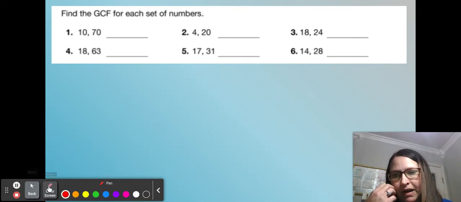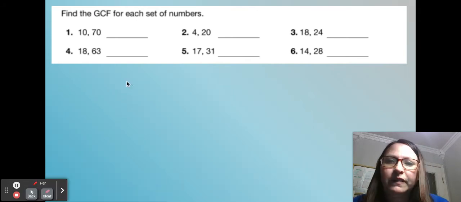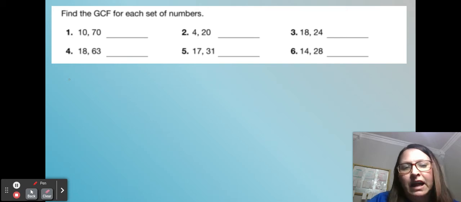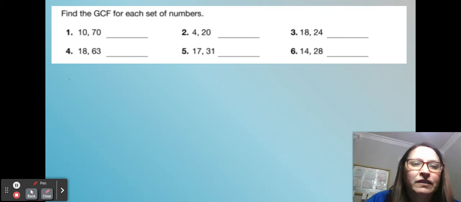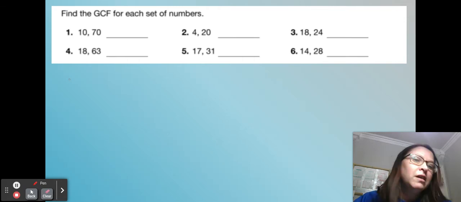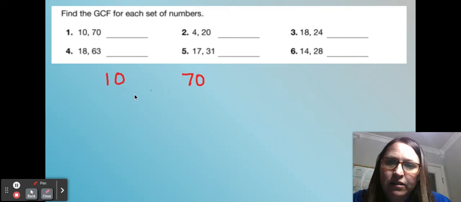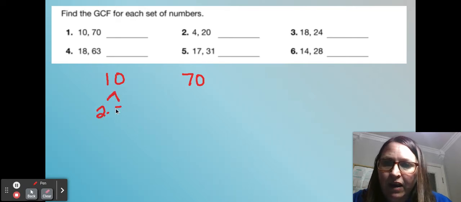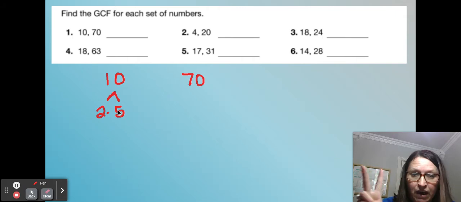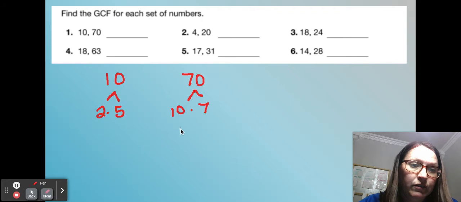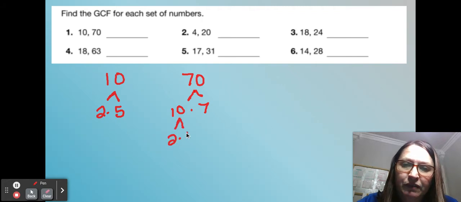So let's come back to our lesson right here. We're going to find some greatest common factors. So we're going to start with 10 and 70. In the lesson, I'm going to be using the prime factorization method. I feel like that is a very accurate way to get it. And as I said, as we're doing secondary math, I want you to do it in the secondary manner. So I have 10 and 70. Well, 10 is 2 times 5. 2 is a prime number, and 5 is a prime number. 70 is 10 times 7, right? And 10 is 2 times 5. 7 is already a prime number.